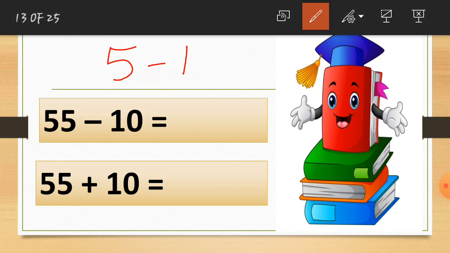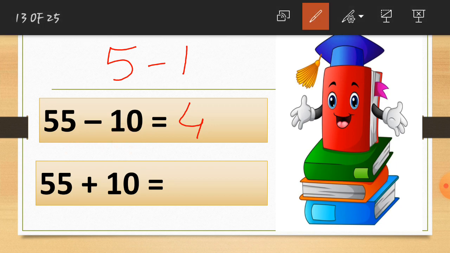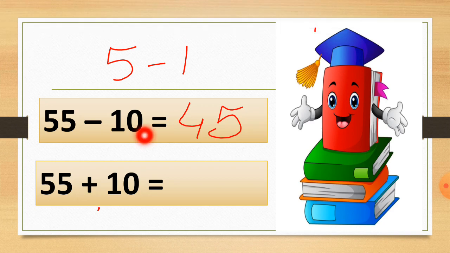So here I write 4 first, and see, here is 5 and 0. So 5 minus 0 is equal to how much? The number will be as it is. So here is our answer, 45. That much easy it is, students. 55 minus 10: the change is in the tens place only. The number will be as it is. Here is 55, we just cut 1 in the tens place, so you will get the answer 45.